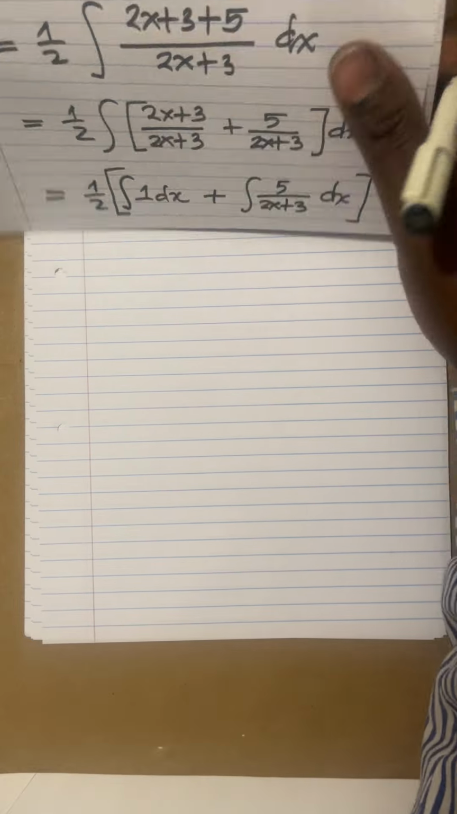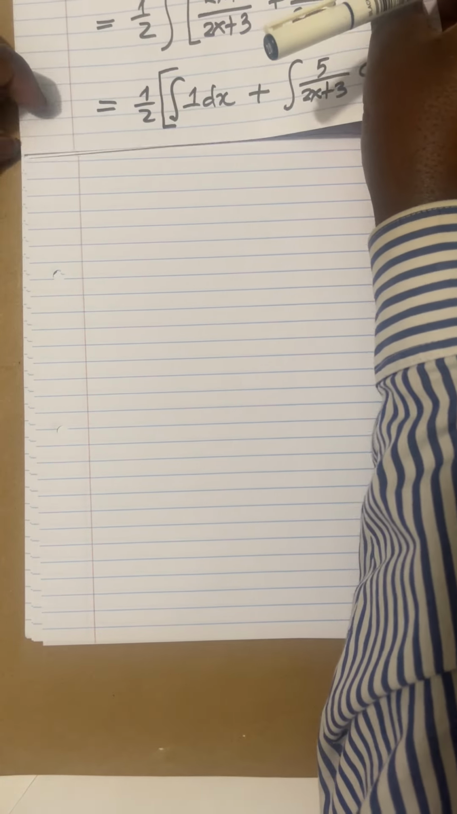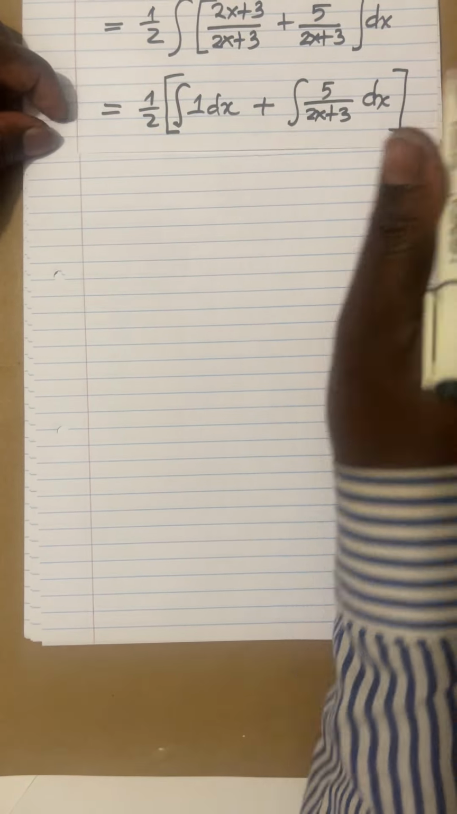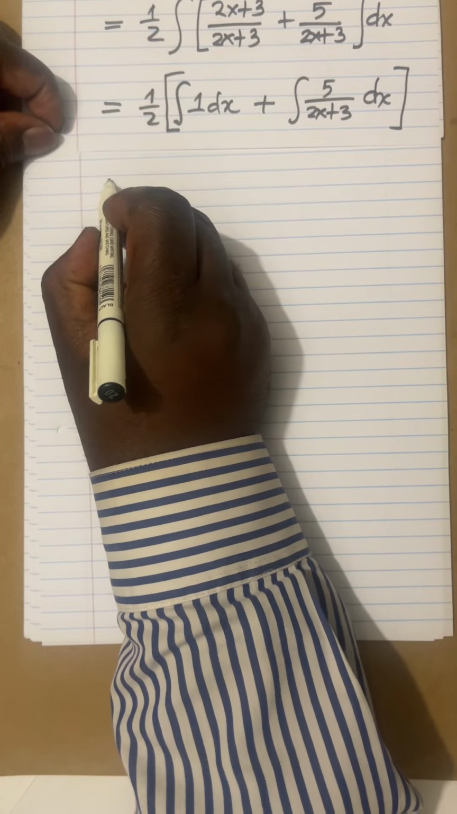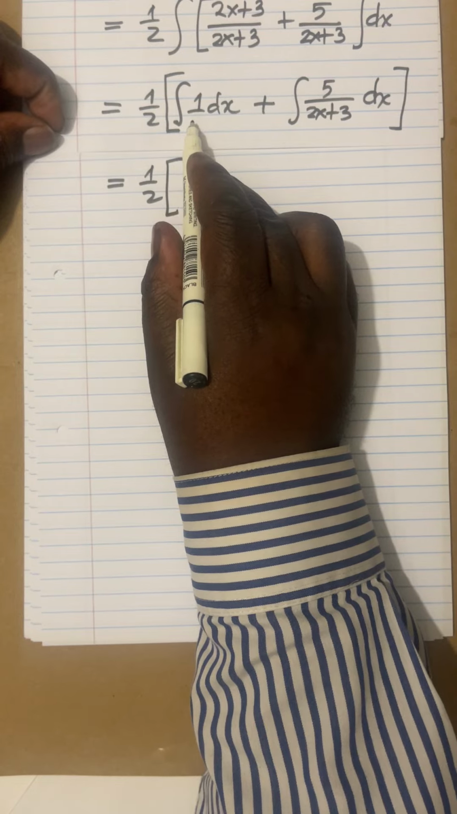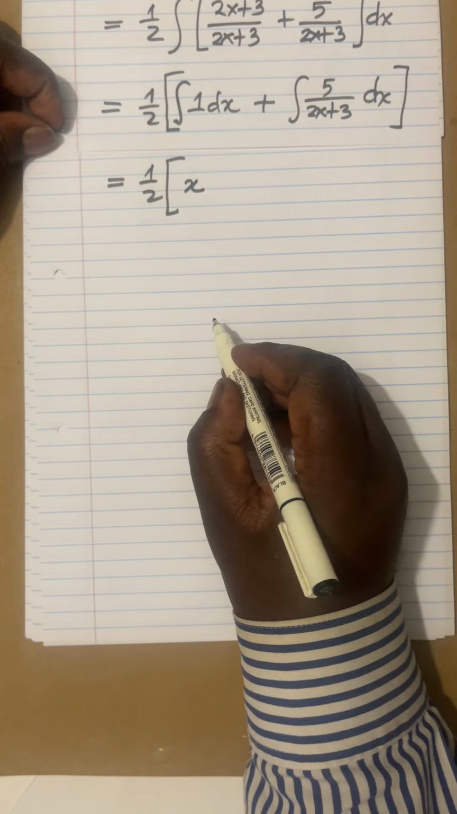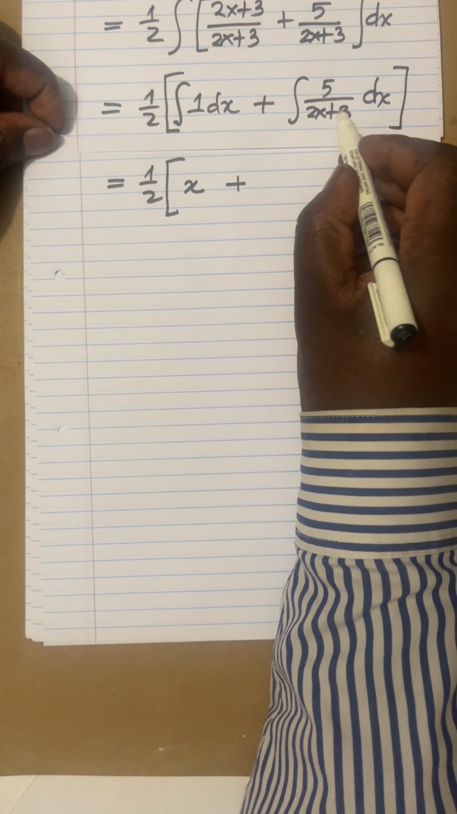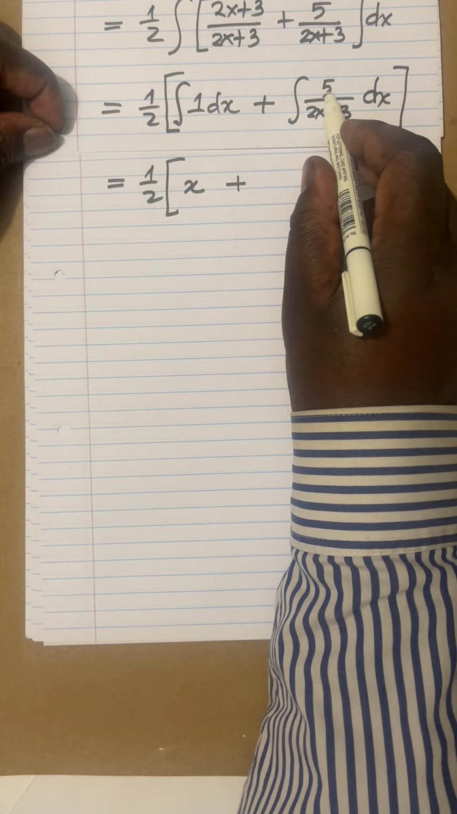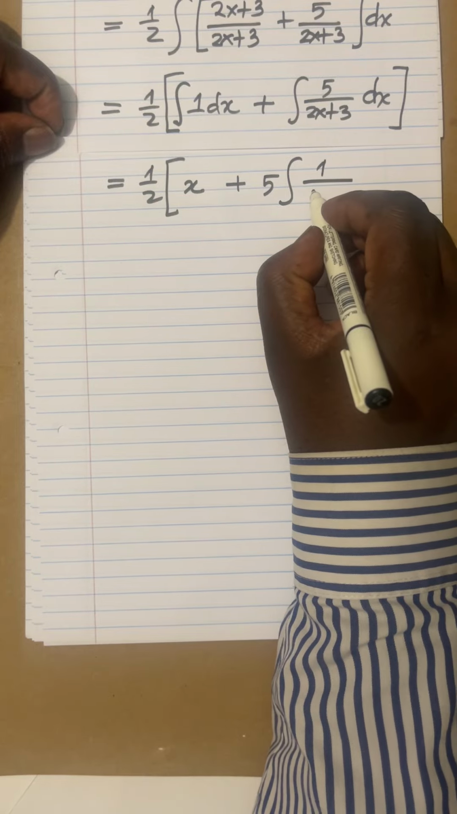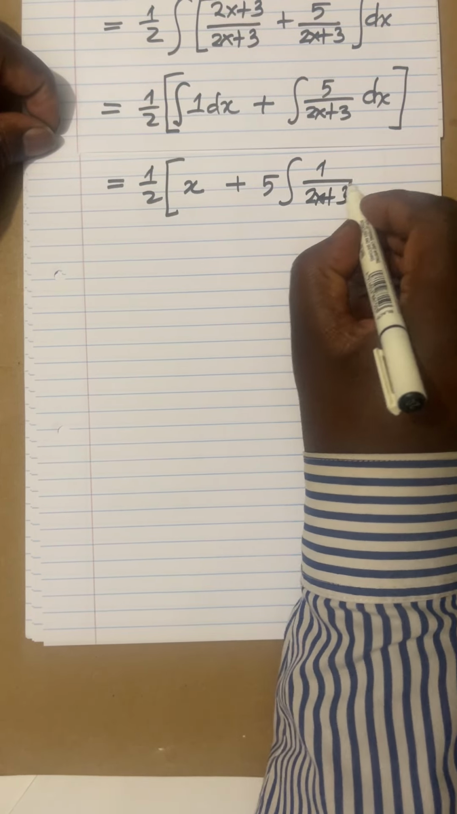On our next page, you can see it from there. We're going to have this equal to 1 over 2, open brackets. The integral of 1 is actually x. And then I'm going to say plus 5 is a constant. But if I differentiate the denominator, I'm going to get 2. So I need a 2 in the numerator. But first, let me take 5 out. So 5, the integral of 1 all over 2x plus 3 dx.